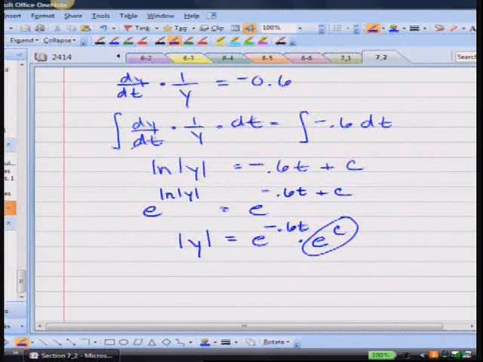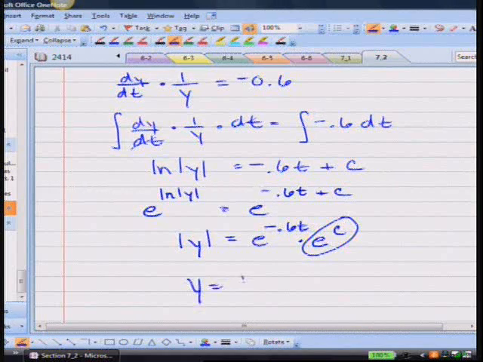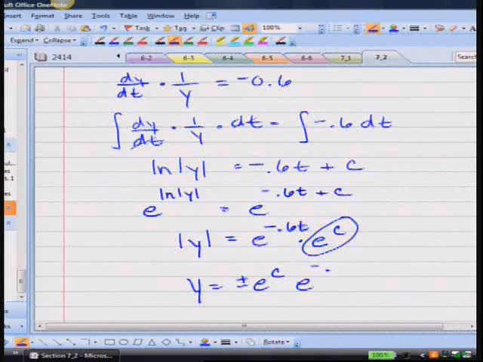All right, this e to the c is really just some constant, right? And this absolute value is kind of telling you that it can either be positive or negative. It's on either side. So you can ditch that absolute value by saying plus or minus e to the c and then e to the negative 0.6 t. Okay? And the plus or minus e to the c is your constant when t equals 0.